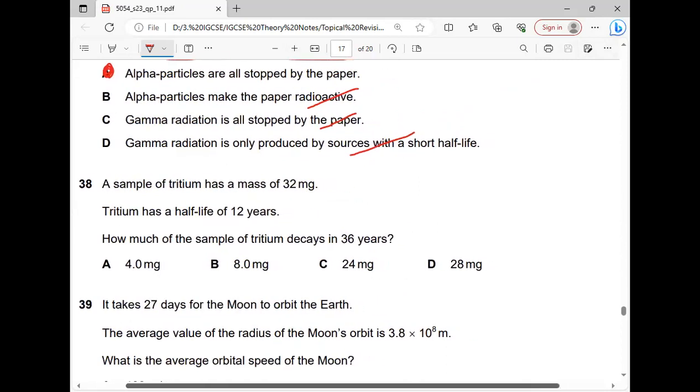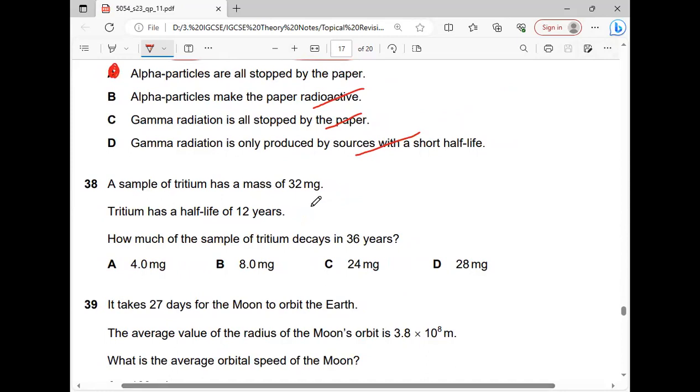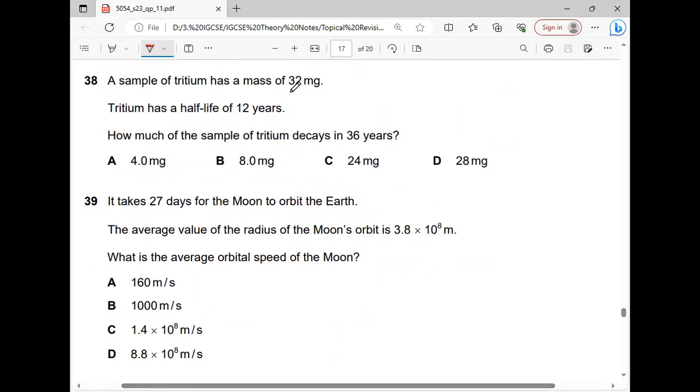Okay, so this one. A sample of tritium has a mass of 32 mg. Half-life is 12 years. How much of the sample of tritium decays in 36 years? First of all, we will find the number of half-lives. Total duration was 36, half-life was 12. So the number of half-lives is 3.